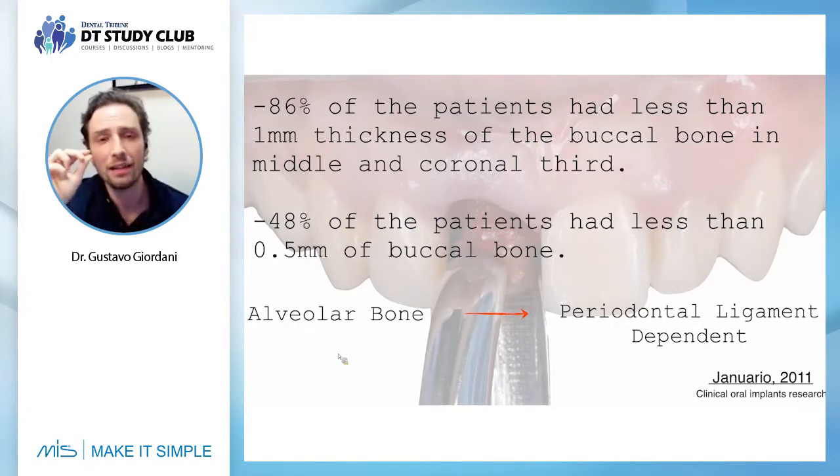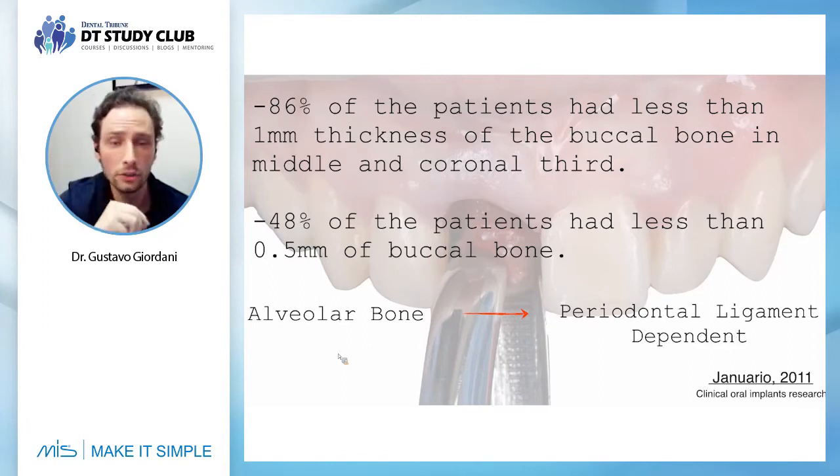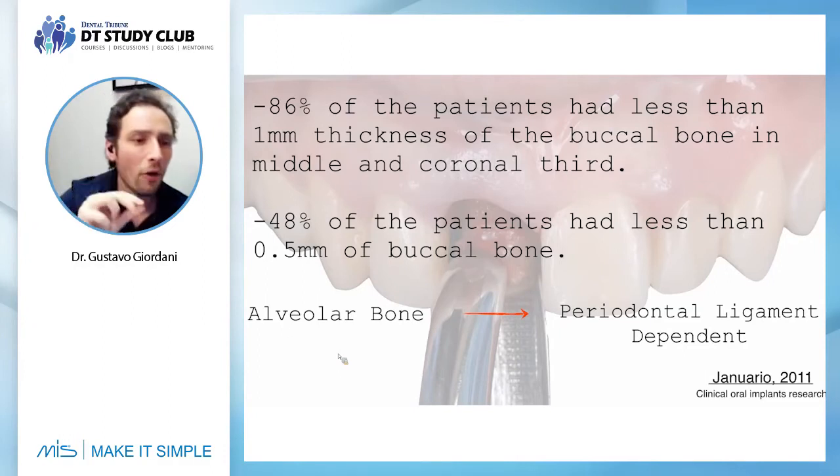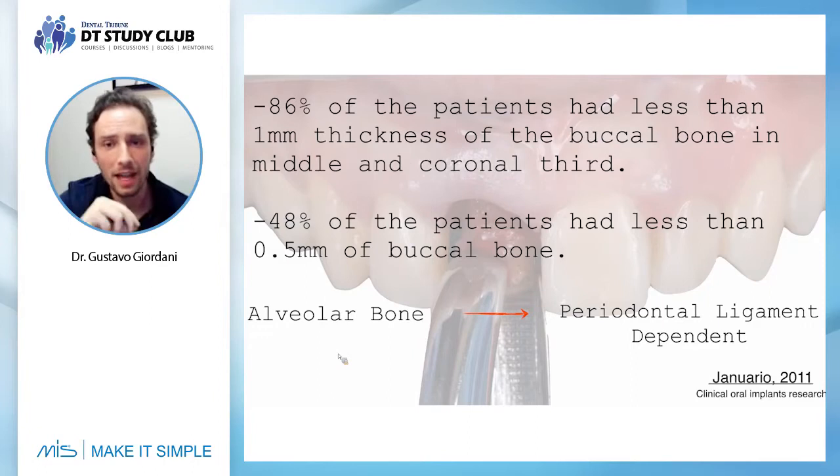86% of the patients had only 1 millimeter of buccal wall in the middle and the coronal third, maximum 1 millimeter. And 48% of these patients had just 0.5 or less than 0.5. It's very thin. And my patient, Monica, is inside this group. So let's keep this data.